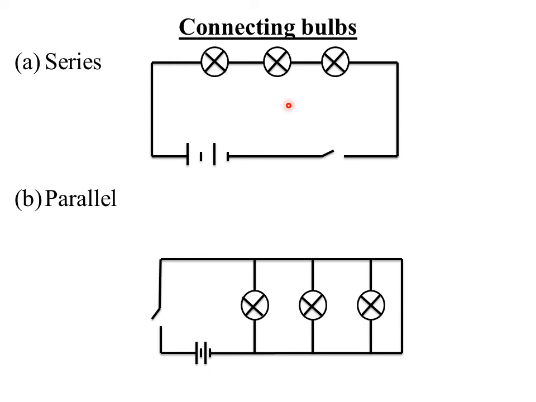So in domestic electrical wiring or in the lightening circuit, bulbs are connected in parallel. The reason is simply because the bulbs can be switched on and off independently, and one bulb blowing out does not affect the working of the remaining bulbs.